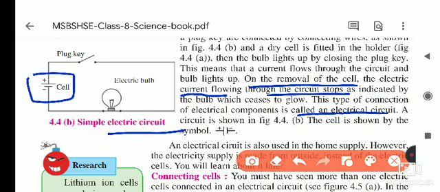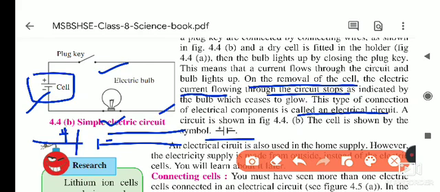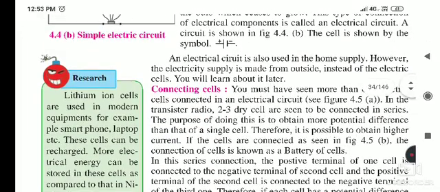So this circuit has these things: plug key, cell holder, cell, bulb, and the wire. If these things are arranged in a proper way, the given figure or circuit is called an electric circuit. A circuit is shown in figure 4.4. The cell is shown by this symbol. One line is bigger, and we write a plus sign there, and on the other side the small line is negative. This is the sign of a cell. Next point.